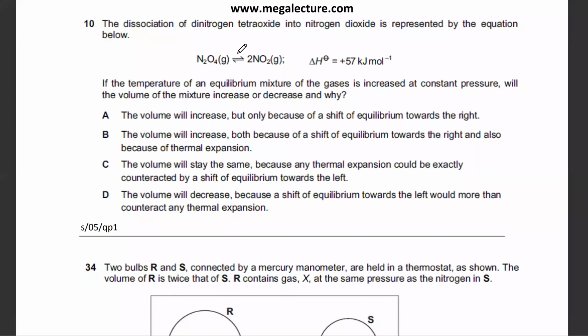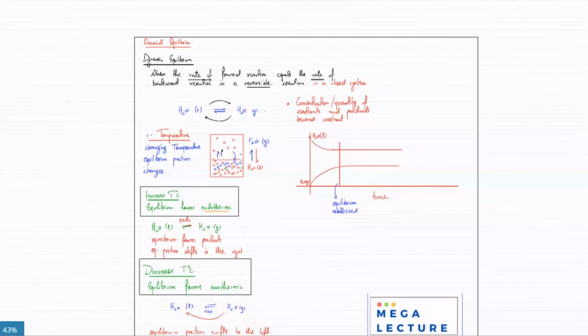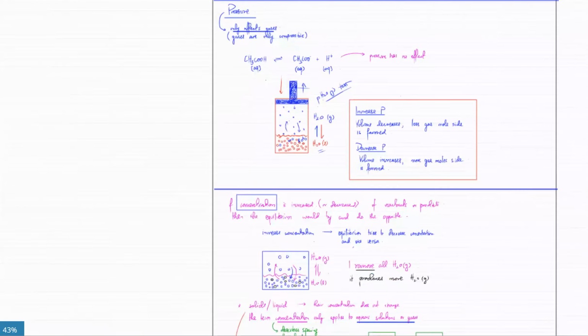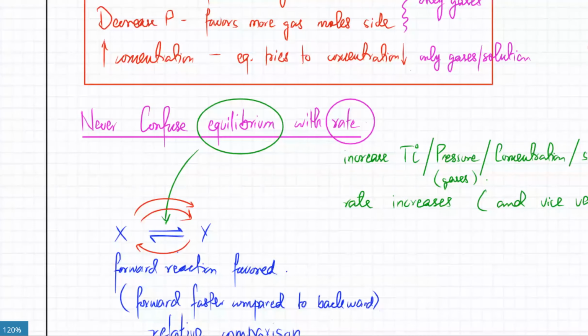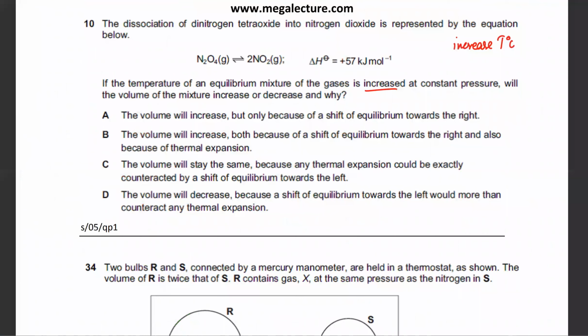So now I have this question, उसने कहा if the temperature of an equilibrium mixture of the gases increase कर रहा है, endo or exo, which one is going to be favored? What happens when you increase temperature? Endo. ठीक है, endo would be favored. इसको फिर एक दफा देख लो, ये है, ठीक है, whenever you increase temperature, endo is going to be favored, ठीक है, तो increase temperature, endo will be favored.